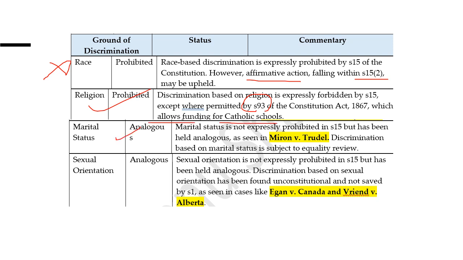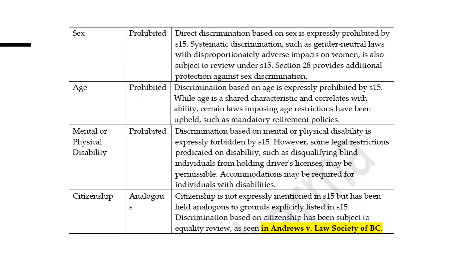Marital status, this is analogous ground. Important. This came before the courts in Miron versus Trudell case. So discrimination based on marital status is subject to equality review. Sexual orientation analogous ground. Sexual orientation not expressly prohibited under section 15, but this is analogous ground. Any kind of such discrimination is unconstitutional, cannot be saved by section 1 as held in Egan versus Canada, Brent versus Alberta case. Then basis on sex prohibited, age again prohibited here.